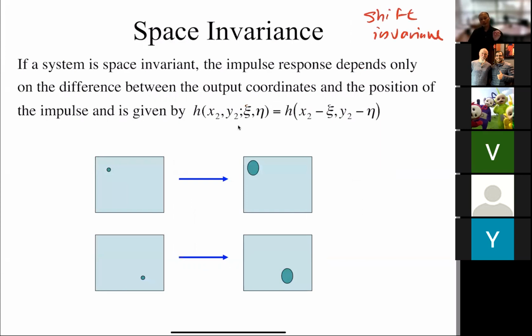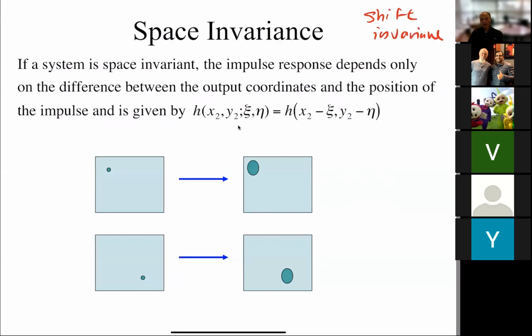And what this means is, the physical picture of this is, if I have an object and it gives some response here, if I shift that object, then my response should just be shifted. Okay, so that's a special property. It's not true of all systems, but it is true of some systems.